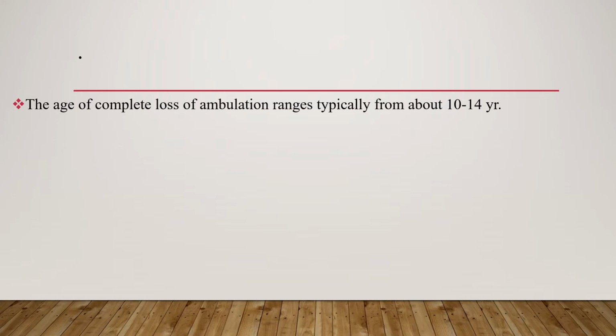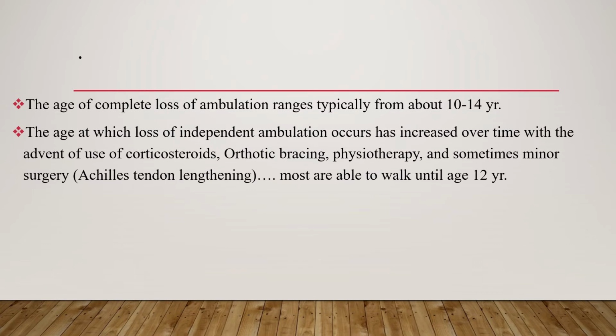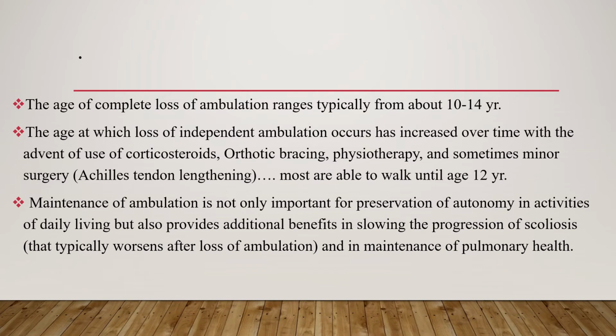The age of complete loss of ambulation typically ranges from about 10 to 14 years. The age at which loss of independent ambulation occurs has increased over time with the advent of corticosteroids, orthotic bracing, physiotherapy, and some minor surgeries such as Achilles tendon lengthening. Most are able to walk until age 12 years. Maintenance of ambulation is important for preservation of autonomy in activities of daily living, but also provides additional benefits in slowing the progression of scoliosis that typically worsens after loss of ambulation, and in maintenance of pulmonary health.